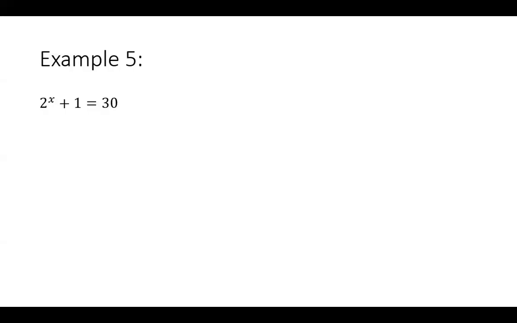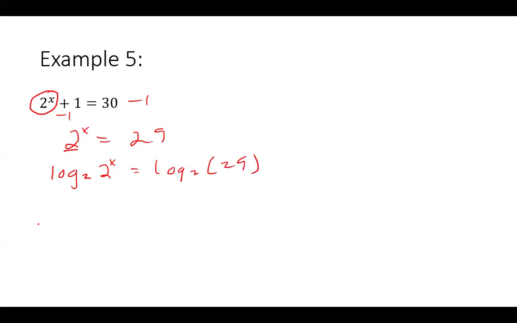All right. I walked around. For the most part, it seems like we're doing good. Hopefully clarified some things. Again, step 1 is to make sure that this guy is isolated. And since it was not, I had to subtract 1 from both sides. So we're actually working with 2 to the x equals 29. We're going to take the log of both sides. The log base depends on the base of your exponent. The base of our exponent is 2. So log base 2 of 2 to the x equals log base 2 of 29.